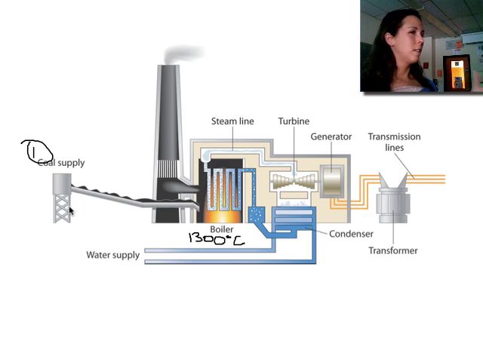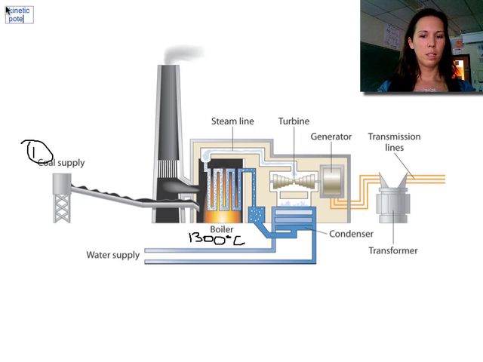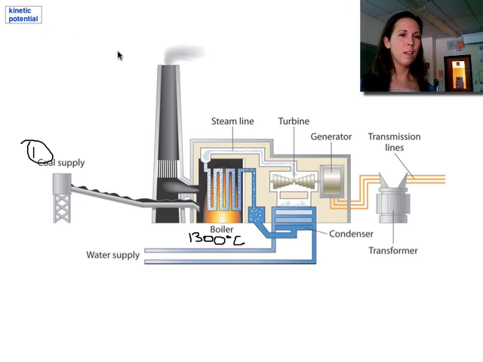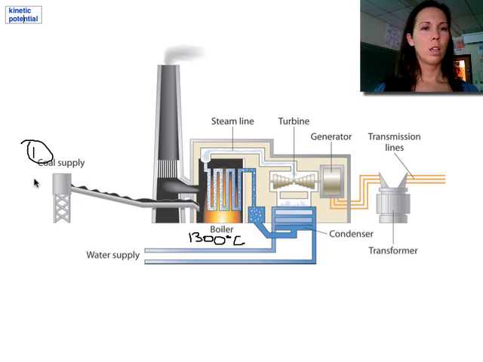My question to you guys is, what type of energy? I'm going to type it up here, actually. Hopefully you guys can read that. So this first step here, where the coal goes into the boiler, is potential energy. What type of potential energy? Gravitational?